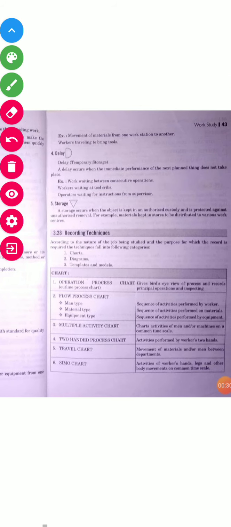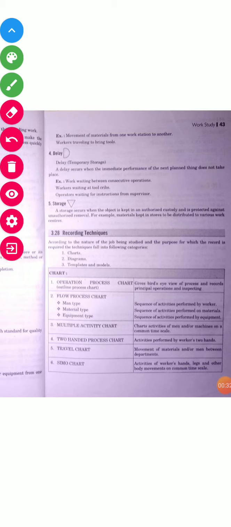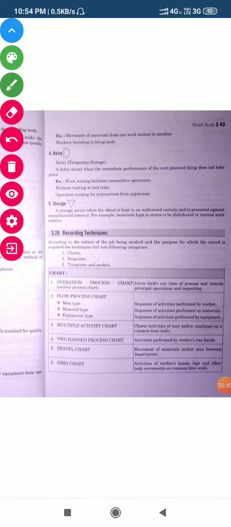According to the nature of the job being studied and the purpose for which the record is needed, the recording techniques are categorized into three different categories. These categories are the charts, the diagrams, and the templates and models. These will be elaborated for the different purposes of their use.